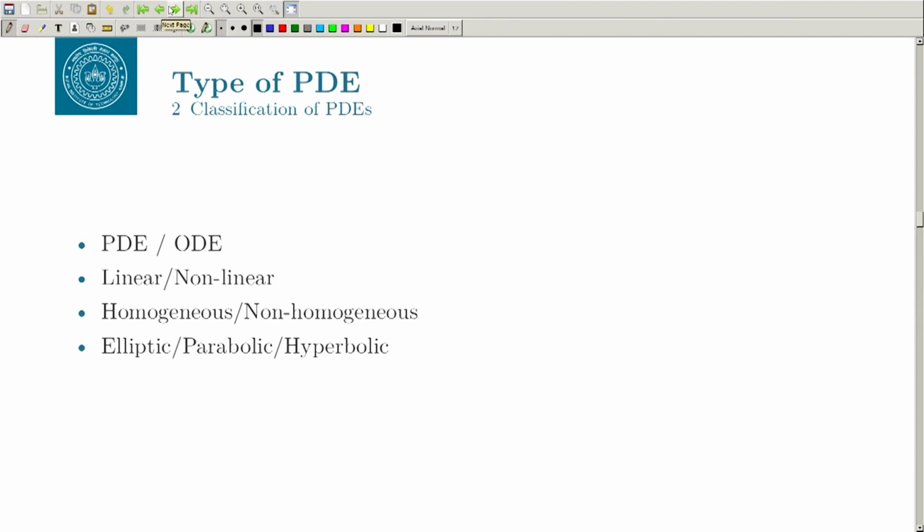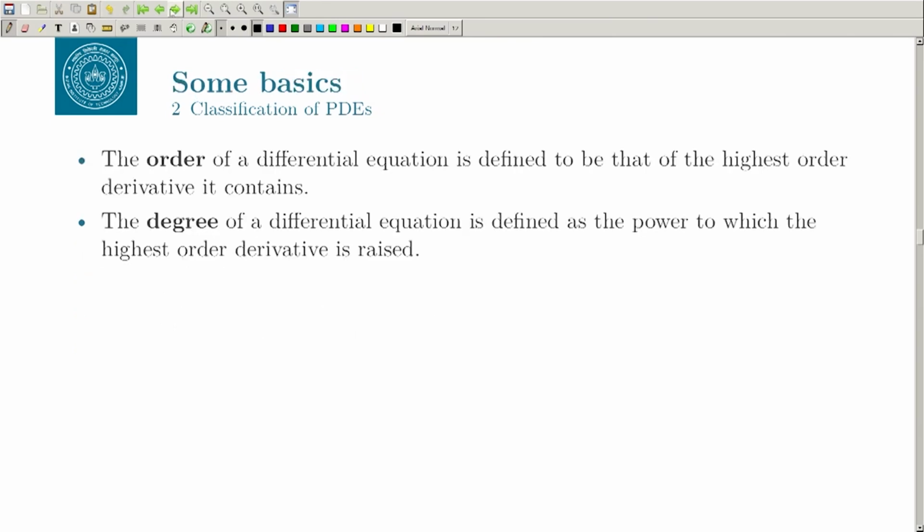First of all, we need to find out whether it is a PDE or ODE. Then we will see whether it is linear or non-linear, then homogeneous or non-homogeneous. Finally, we will go to a little more advanced topic, which is whether the equation can be called elliptic, parabolic or hyperbolic, and it has a physical significance. That is why we will spend some time on this characterization. Before going into ODE, PDE or other things, let us have some basics.